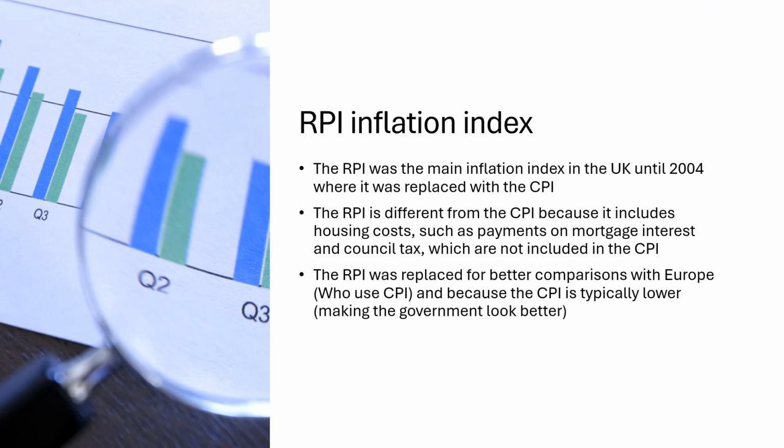The RPI inflation index is slightly different from the CPI. It is the same method. It's a survey creating a basket of goods, which is then weighted, and then you can calculate inflation from that. But it's a little bit different. So it was the main inflation index in the UK until 2004, when it was replaced with the CPI. And it's different because it includes housing costs, such as payments on mortgage interest and council tax, and these are not included in the CPI. So the RPI was replaced for better comparisons with Europe, who use the CPI, and because the CPI is typically lower, which makes the government look a bit better.